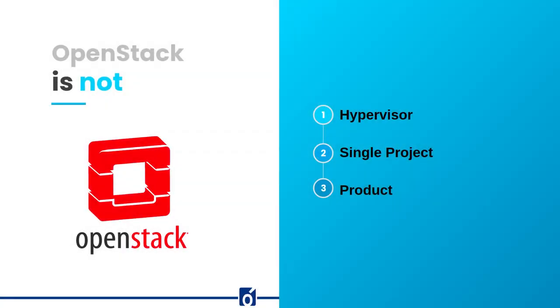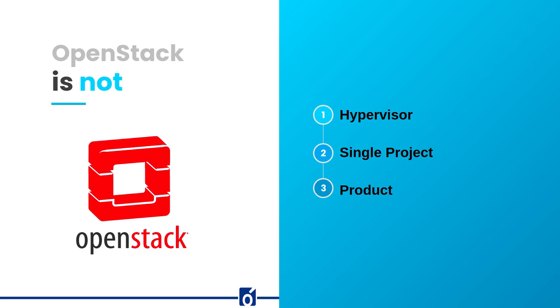Let's move ahead. So what OpenStack is not. Many people are confused about whether OpenStack is a hypervisor tool like KVM, VMware, etc. The answer is no. OpenStack is not a hypervisor, but it uses a hypervisor to create virtual machines. By default, OpenStack uses KVM to spin up the virtual machine. You can use any other hypervisor tool as well. So basically, it's very flexible.